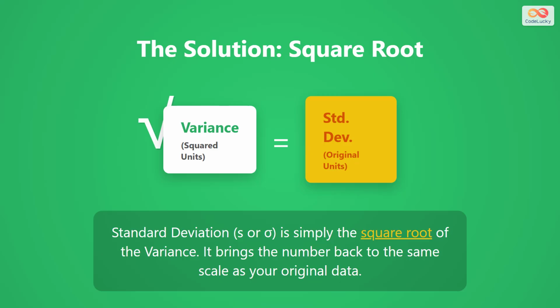This is where standard deviation comes to the rescue. The solution is incredibly simple. We just take the square root of the variance. By doing this, we undo the squaring we did earlier. Standard deviation, denoted by the symbol sigma, brings our number back to the original units. It converts squared meters back into meters and squared dollars back into dollars.